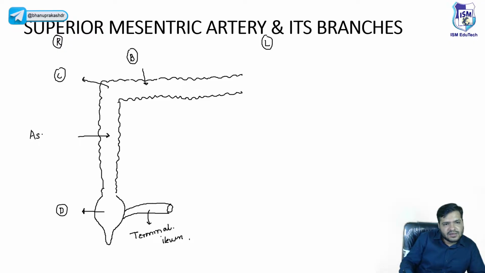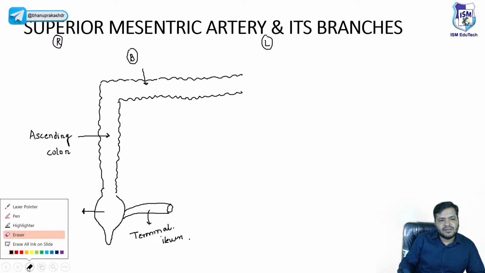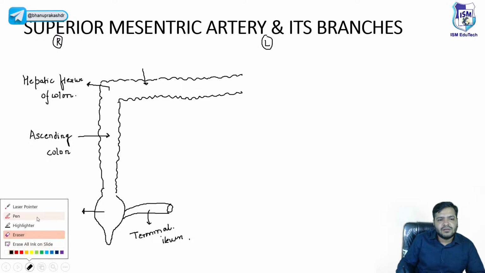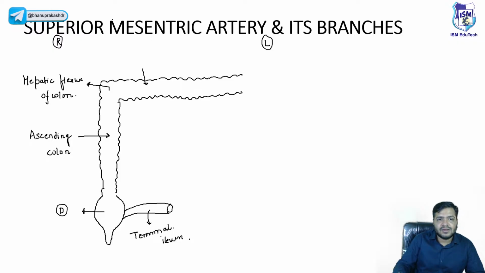तो we have the ascending colon. ये जो पार्ट होता है बेटा, the C which I have drawn, it is occupied by the liver. So that is called as the hepatic flexure of colon. Okay, it is called as the hepatic flexure of colon. And the B part, beta, it is the transverse colon. Yes, it is the transverse.